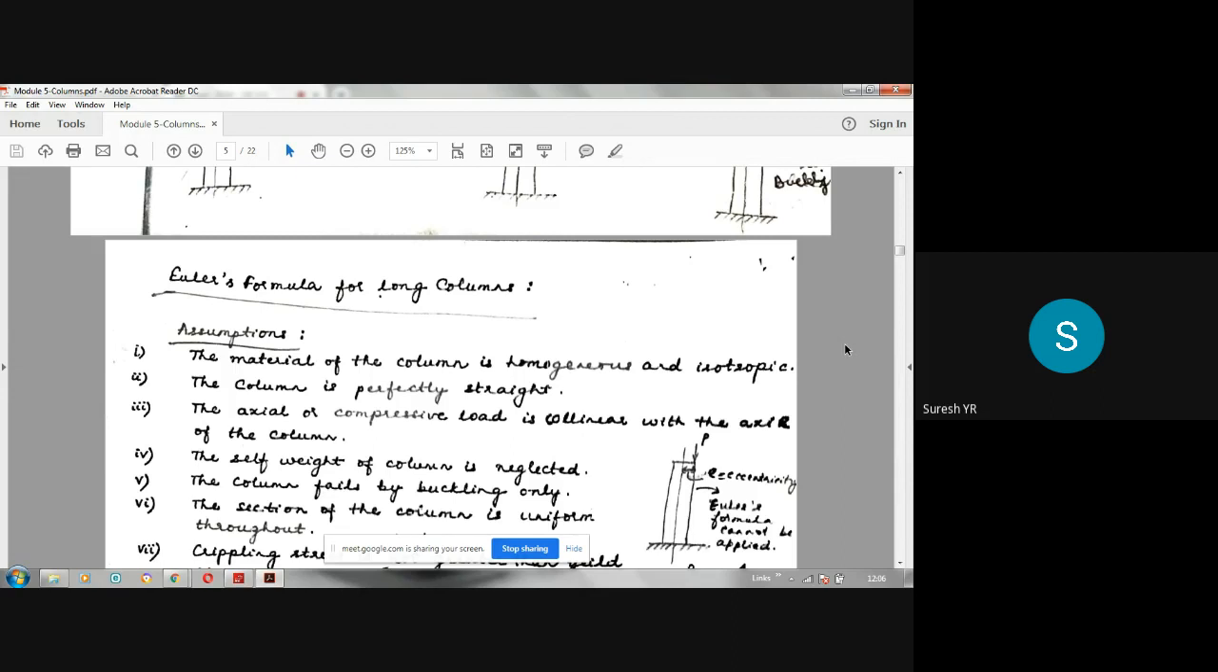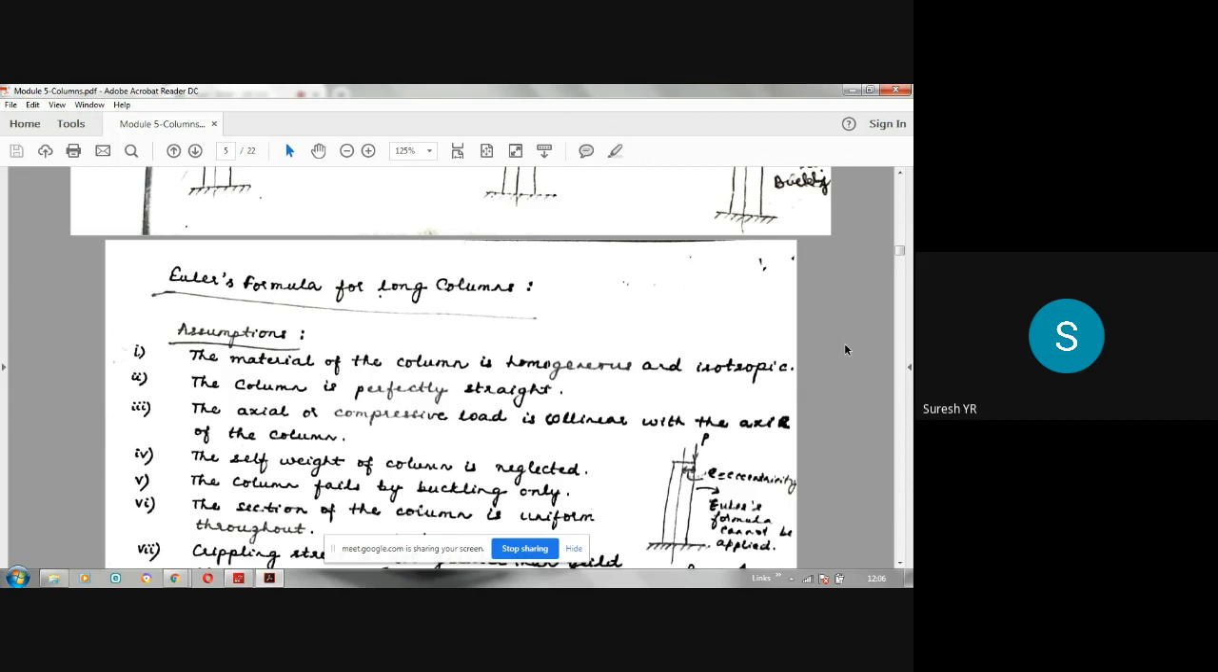Now today we will derive an important formula called Euler's formula. So Euler's crippling load or Euler's formula we are going to derive for different types of columns based on the end conditions. I told you that there are four types of columns we have in this chapter: both ends hinged, both ends fixed, one end fixed and one end hinged, and one end fixed and one end free. So these are the four types of columns we have to deal with.